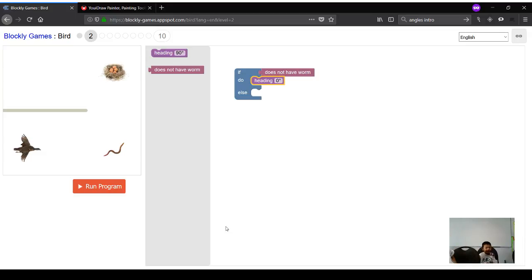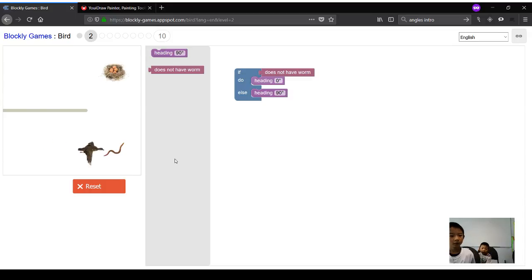And then what do I do now? Now you need to add a direction that the bird should go when it has the worm. It goes in the else, in the space that says else. What does that say here? Does not have a worm. Right, so we don't need that. We need the heading to tell the bird what direction to go.